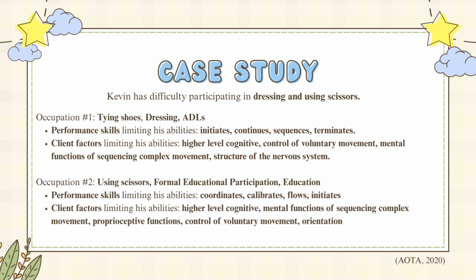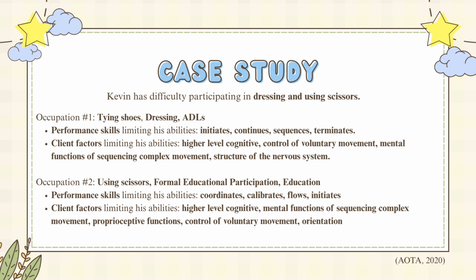So he is first having difficulty with tying his shoes, which falls under the dressing and ADLs category. The performance skills that are limiting his abilities to complete this task are initiating, continuing, sequencing, and terminating. Some client factors here that are limiting his abilities are higher level cognitive functions, his control of his voluntary movements, mental functions of sequencing complex movements, and the structure of the nervous system, specifically the brain.